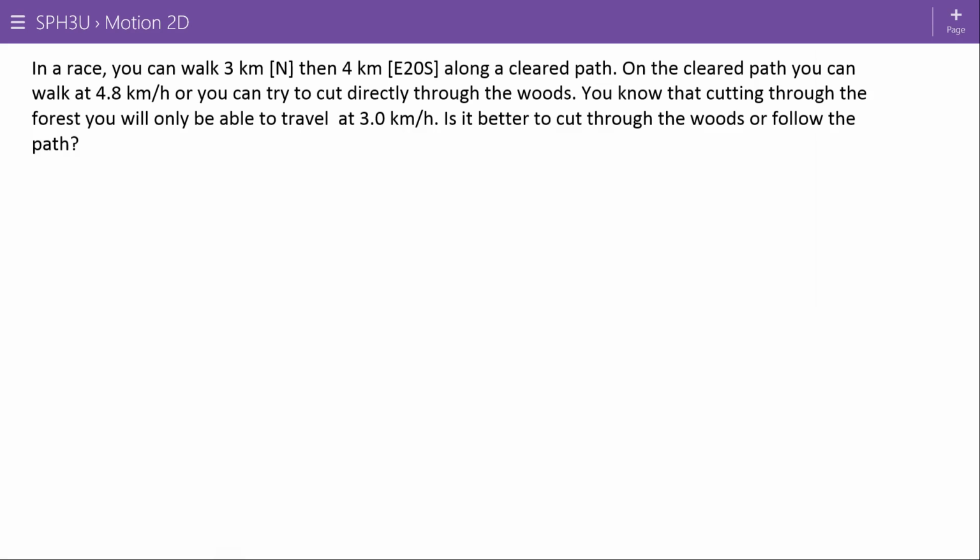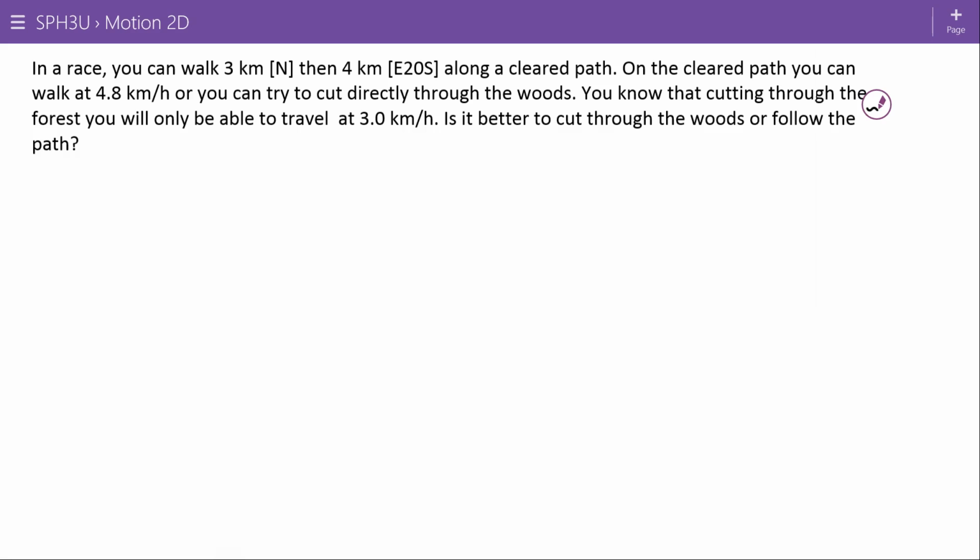You know that cutting through the woods, you'll be able to only travel at 3 kilometers per hour. If you go off the path, you have to go a little bit slower. So what we're going to check out in this question is, is it better to go around and stay on the path, or is it better to try and cut through and get there directly?